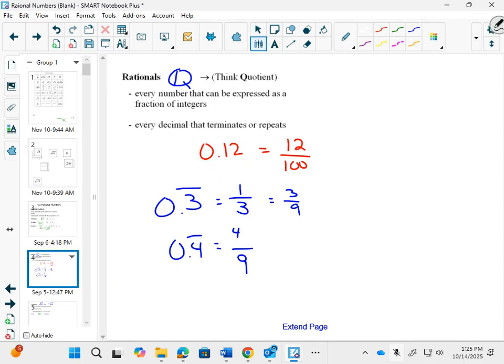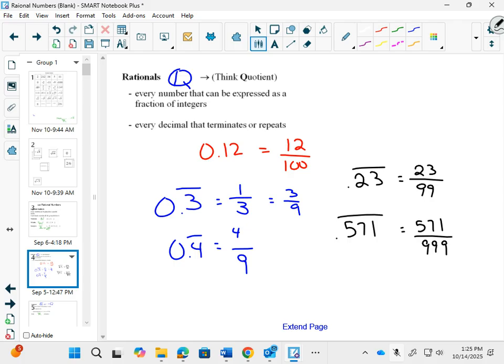And anything that repeats itself with 2 numbers, you can write as a fraction as 23 over 99. And anything that repeats itself over 3 numbers, like 0.571 repeated, would be 571 over 999. So everything that's a fraction is called a rational number.